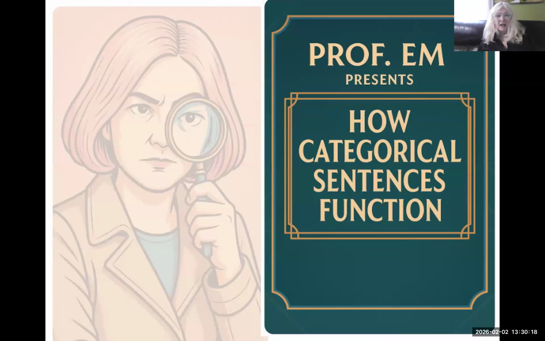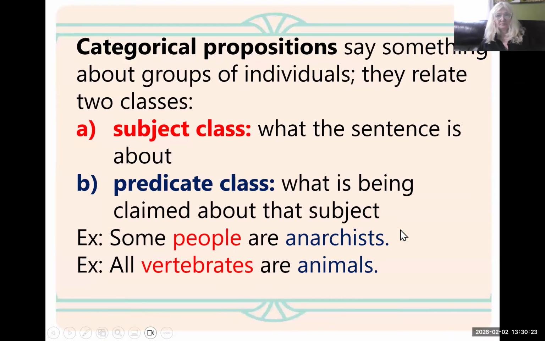Students, today we're going to talk about how categorical sentences work. Categorical sentences are sentences which say something about groups of individuals. They relate to classes: the subject class, what the sentence is about, with the predicate class, what is being claimed about the subject. So here we've got people. Some people are anarchists links the subject class people with the predicate class anarchists. And we have the subject class vertebrates, and all vertebrates are animals links it with the predicate class animals.